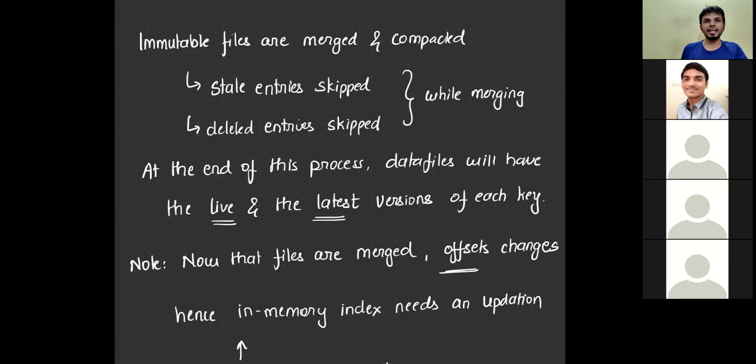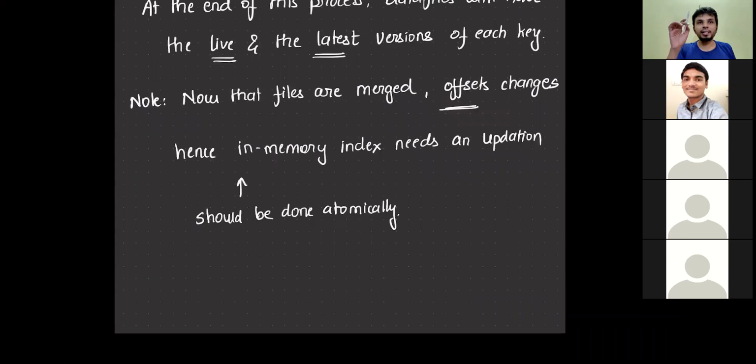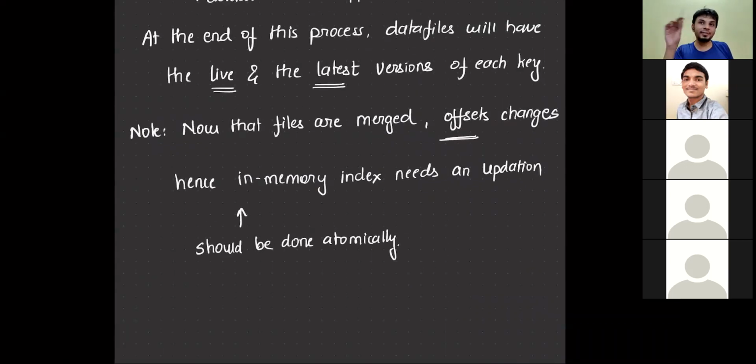You'd have stale entries which are skipped and deleted entries which are skipped, right? So stale entries which would never be served, like A updated 100 times, so the first 99 entries won't be written, only the 100th entry would be written, while the other entries are deleted, right? And at the end of this process, the data files will have the live and the latest version of each key. And when the files are merged, the offsets will change. So your in-memory index also needs to be updated. And all of this needs to be done atomically for each key.